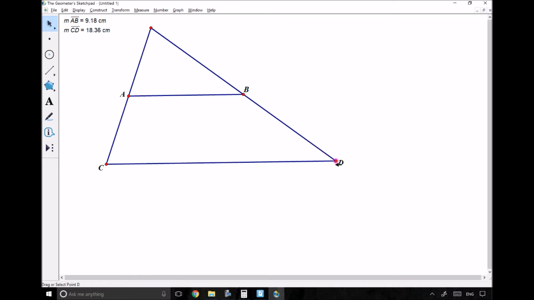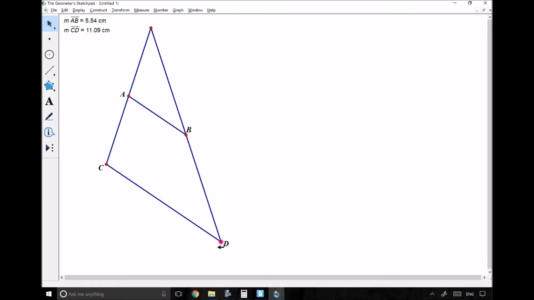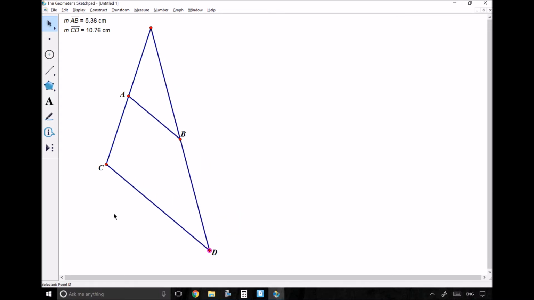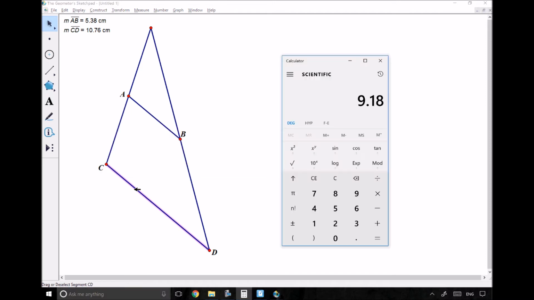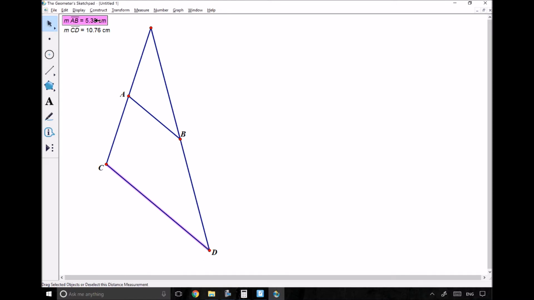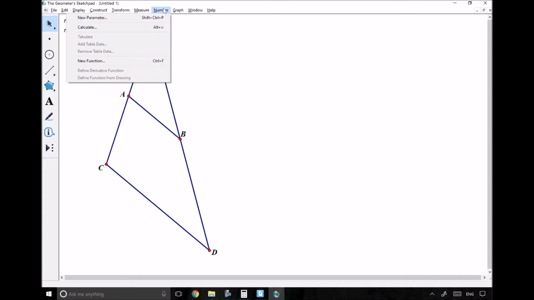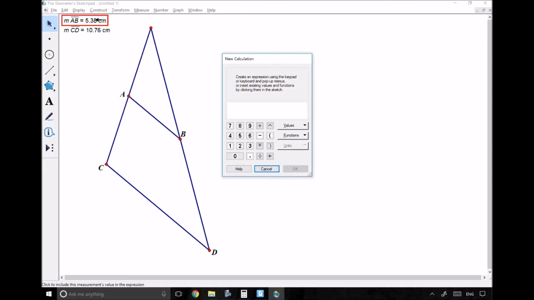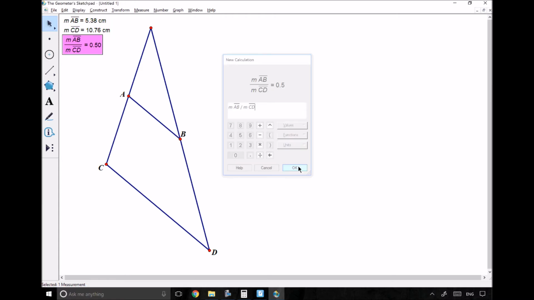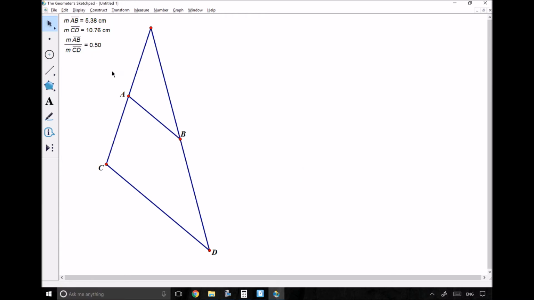Now if I just move it around, this time it's telling me that the bottom segment is 10.76. I take 10.76 divided by 2 and I get 5.38, which is what we're looking for. Then I'm going to calculate the ratio between the mid segment and the larger side that it's across from, and I get 0.5, which means it's a half. So that means that AB is half as big as CD.